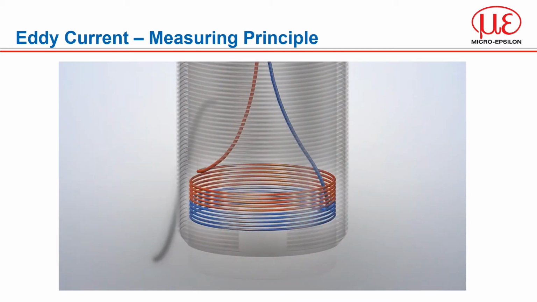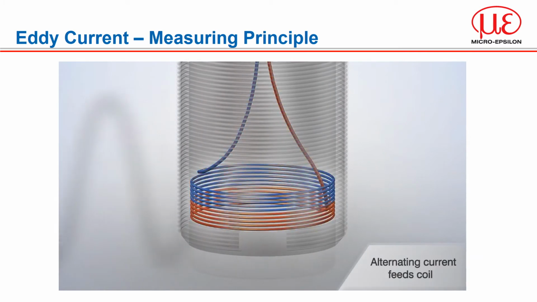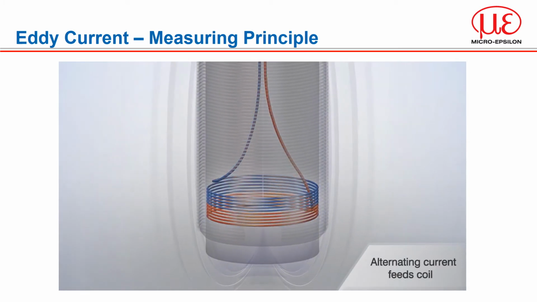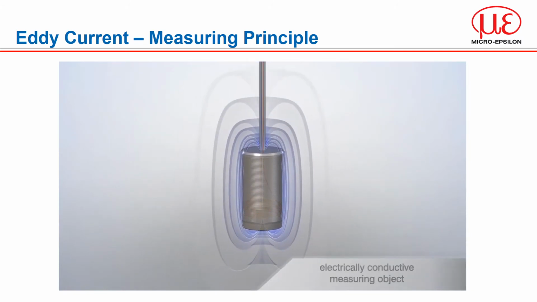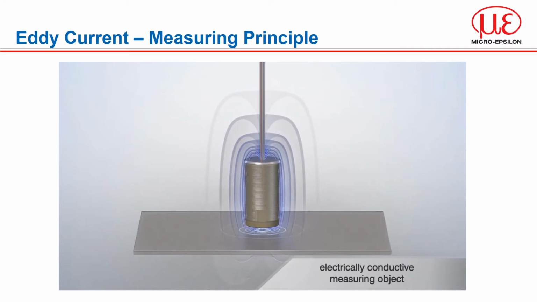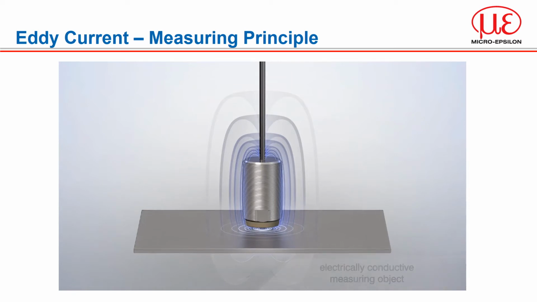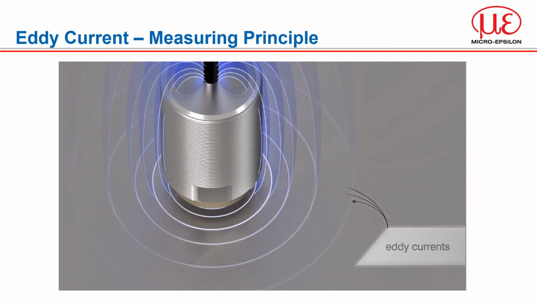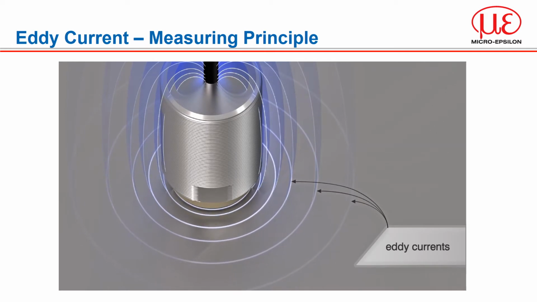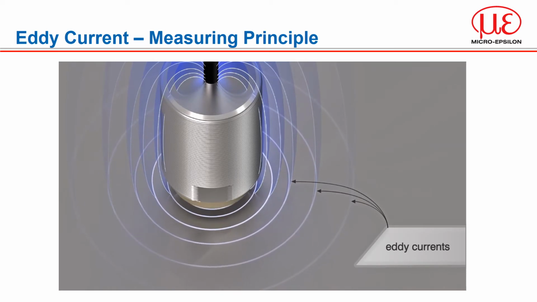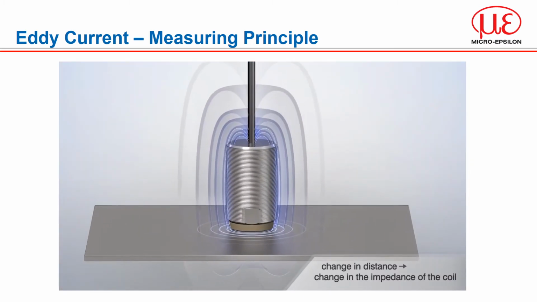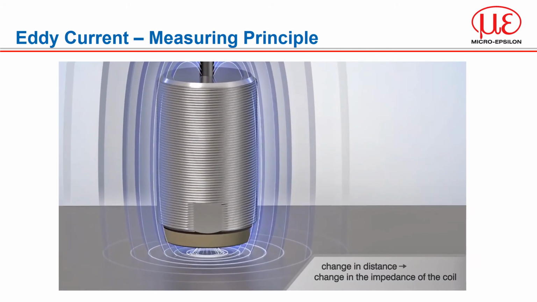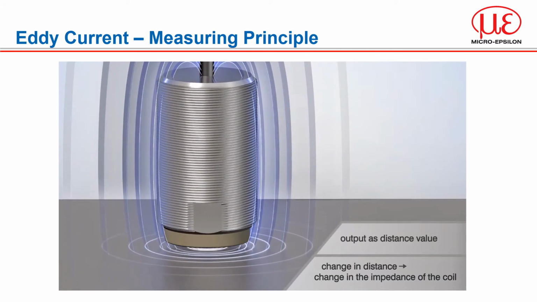Inside the sensor is a coil which is fed with an alternating current at high frequency, which causes a magnetic field to be generated. If there is a magnetically conductive material, i.e. metal, within the magnetic field, eddy currents are generated which form another field. This field counteracts the field of the coil, which causes a change in the coil impedance. The impedance can be presented as a measuring value on the controller.